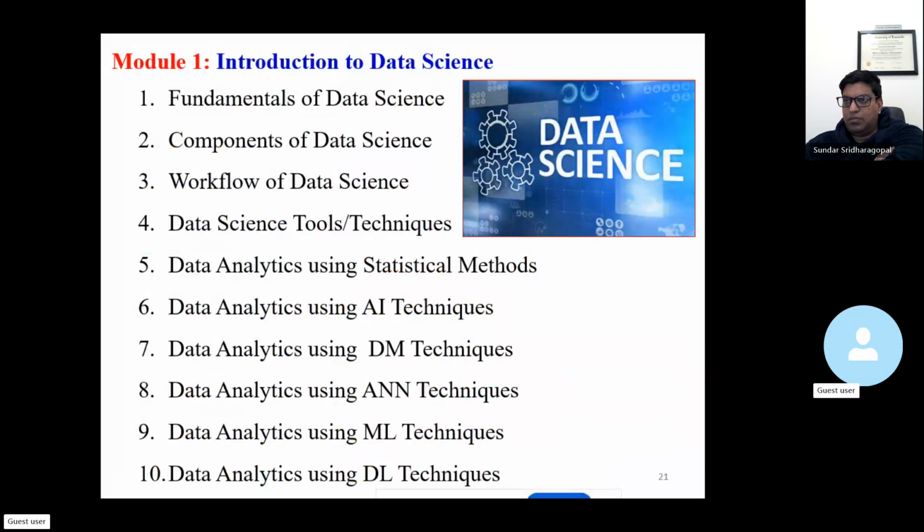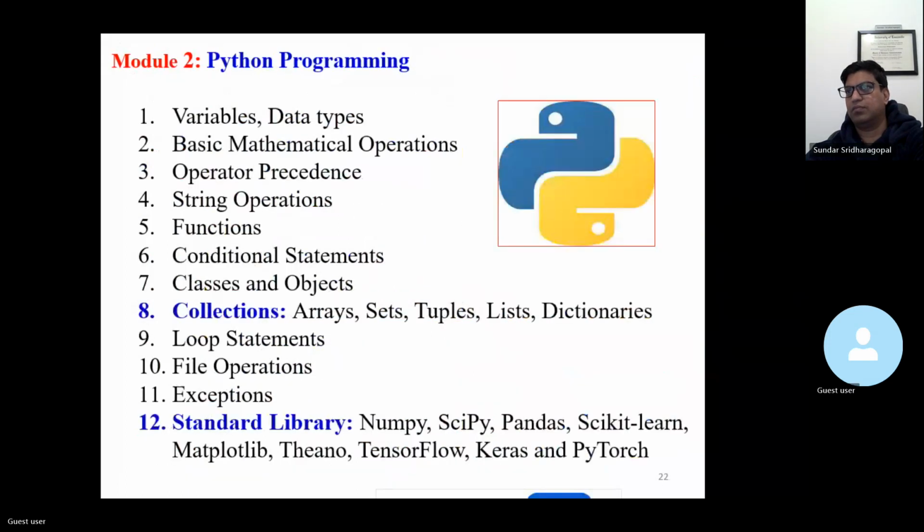Data analytics using machine learning, we are using three approaches: supervised learning, unsupervised learning, and reinforcement learning. And data analytics using deep learning techniques like DNN, deep neural networks, CNN, convolutional neural networks, RNN, recurrent neural networks, and LSTM, long short-term memory techniques. These are the techniques I am going to demonstrate with the practicals. Then Python programming, you know very well.